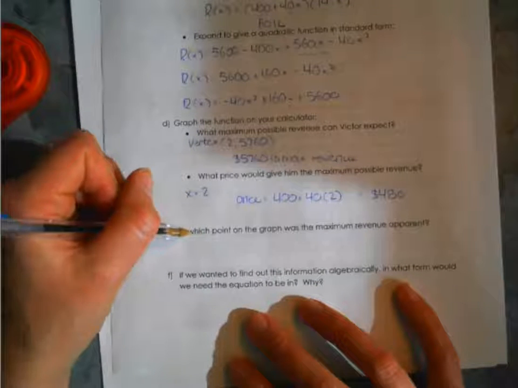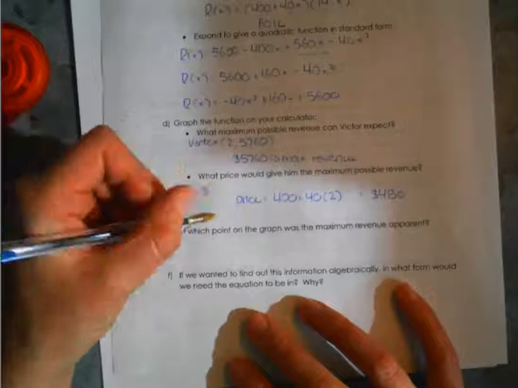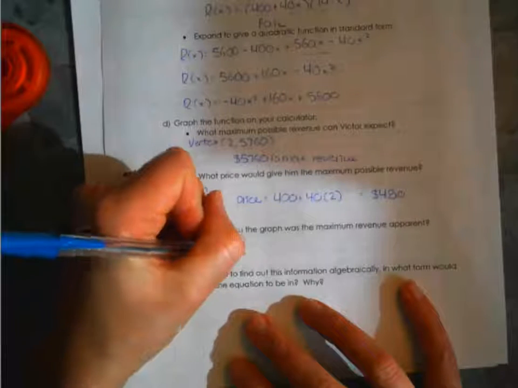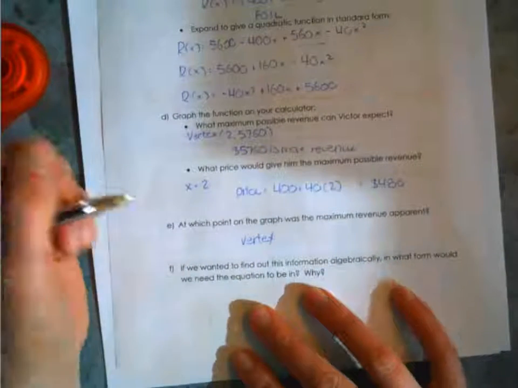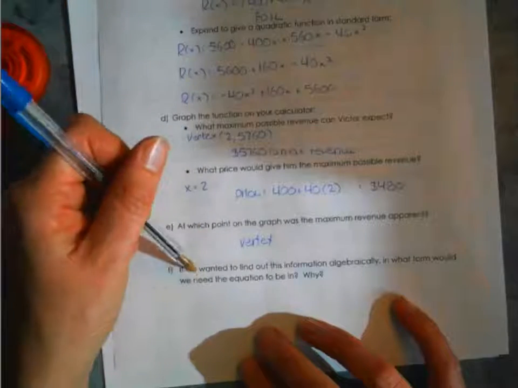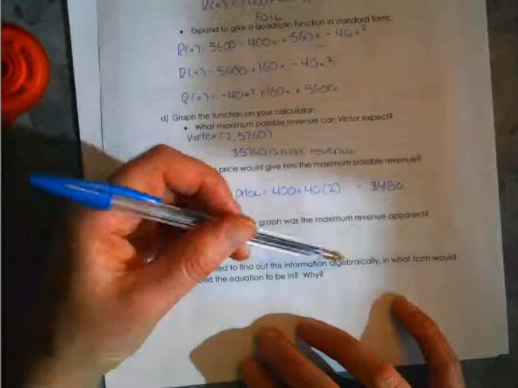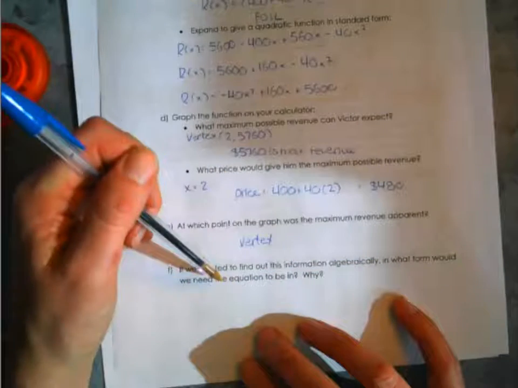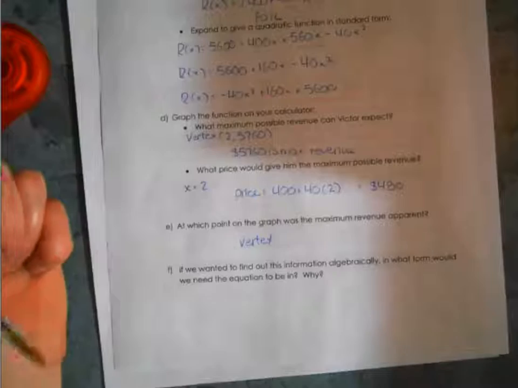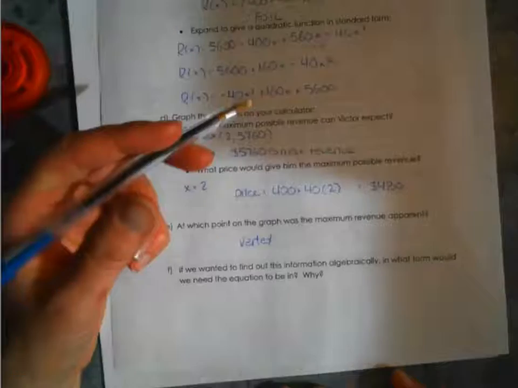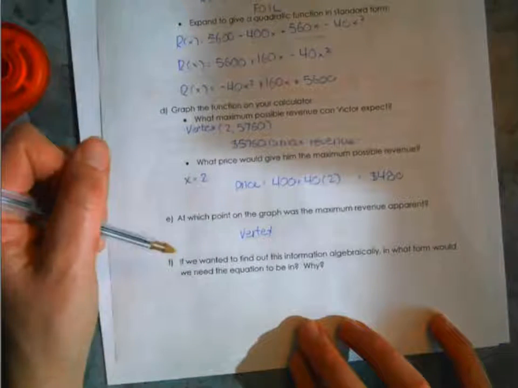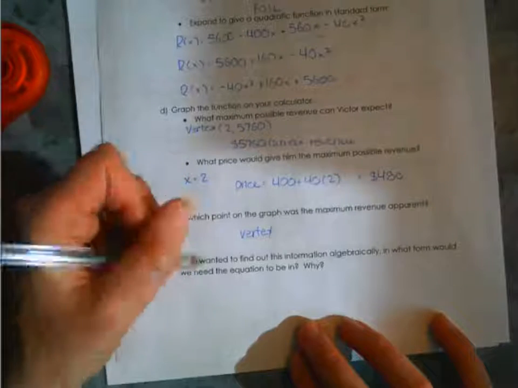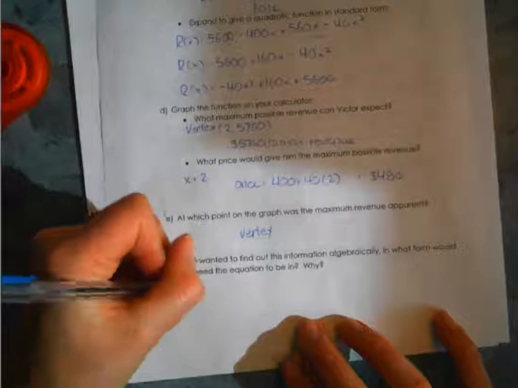Okay, at which point on the graph was the maximum revenue apparent? Well, of course, that's the vertex, right? Is where we see the maximum. If we wanted to find out this information algebraically, in what form would this equation need to be in and why? So basically, if we wanted to solve for the vertex without doing a graph or without being able to put it on our graphing calculator, what form would it need to be in?